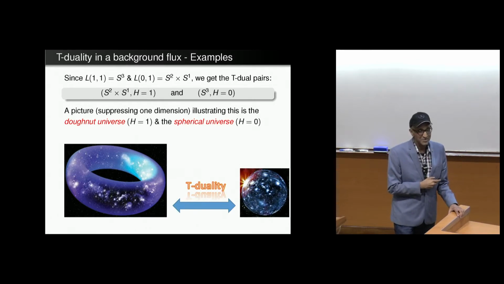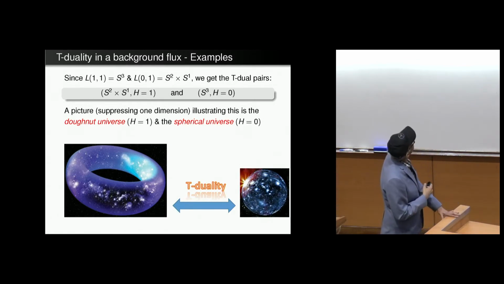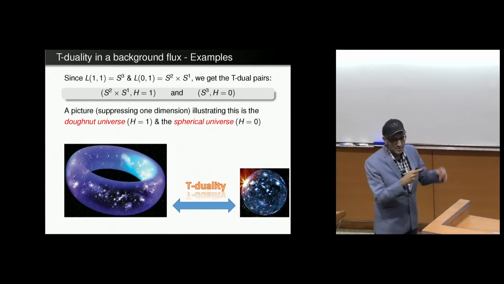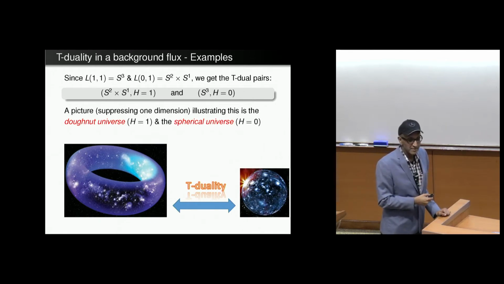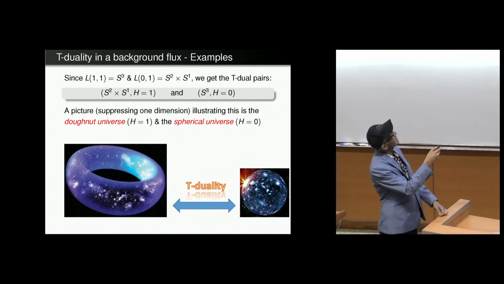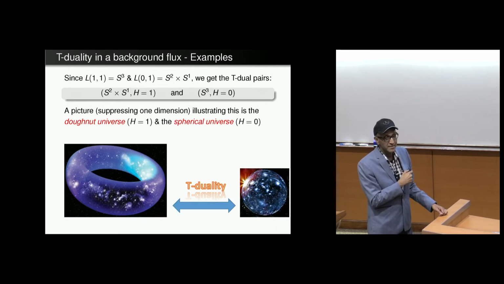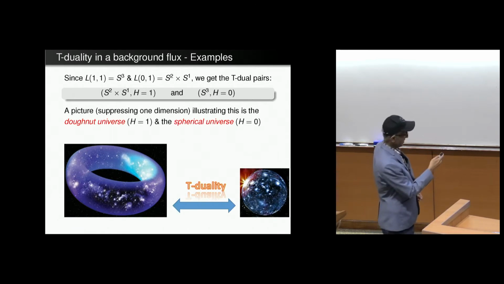What momentum is flowing on the S1? No, the circle direction is the one which you scale by R and 1 over R. Yeah, the circle is the Hopf circle. Yeah, on the other side, it's the Hopf bundle over S2.